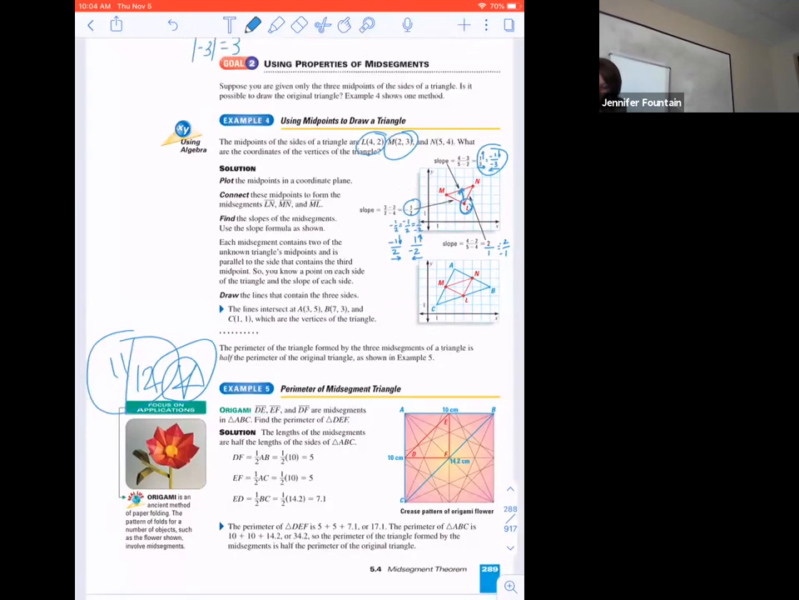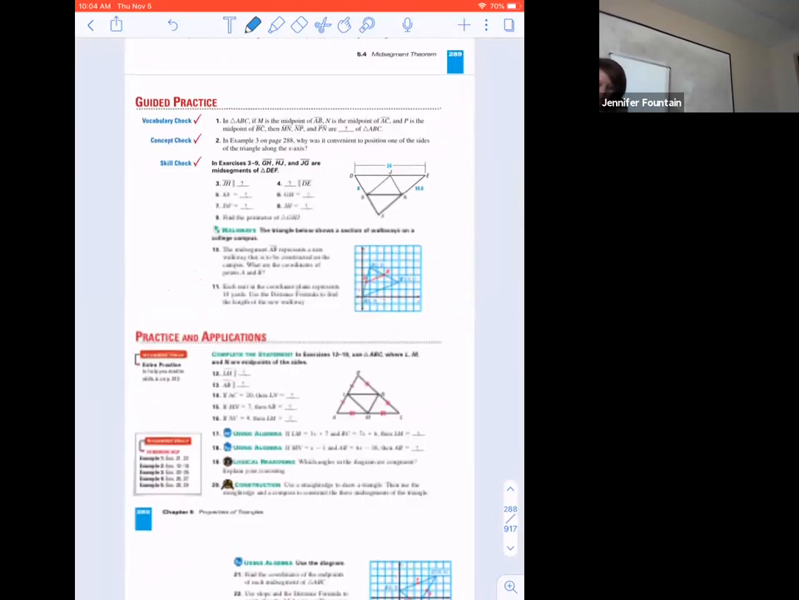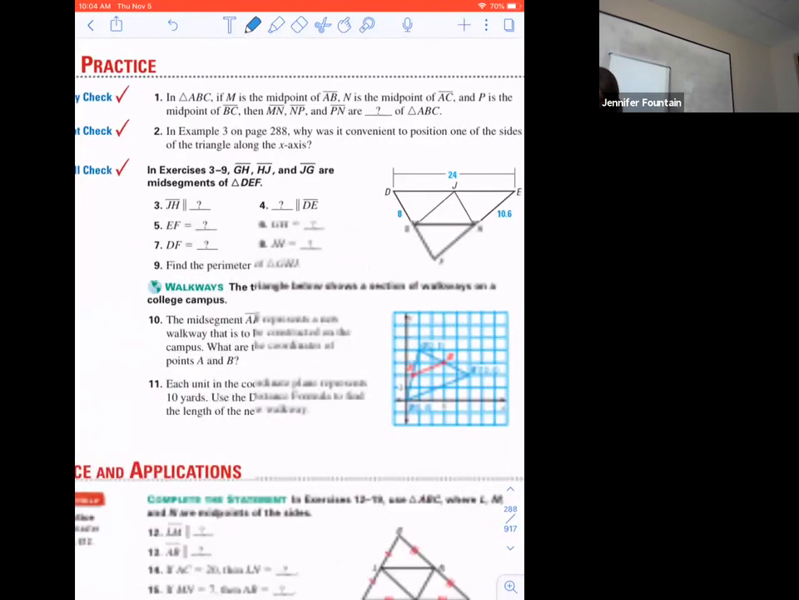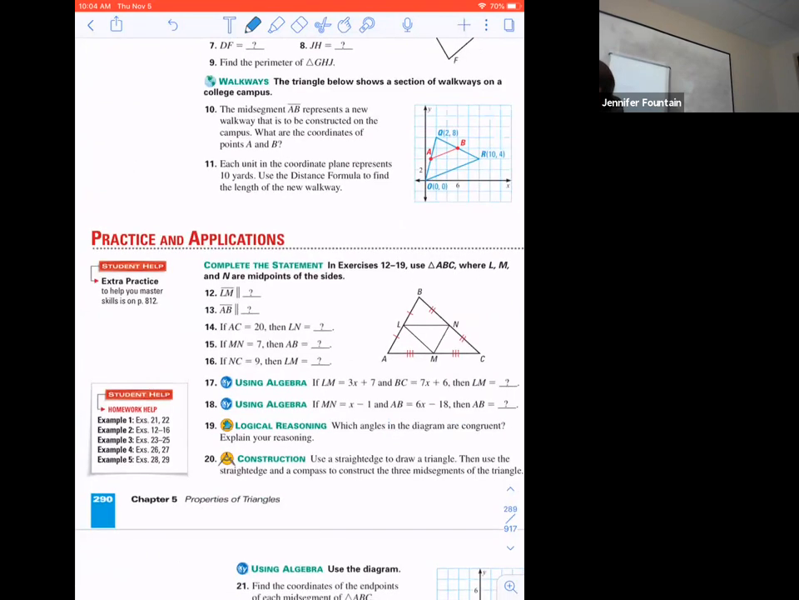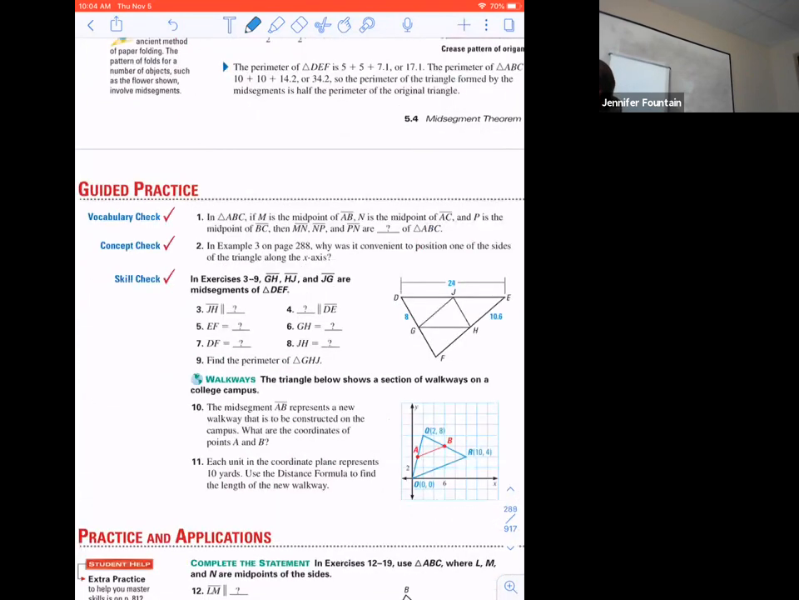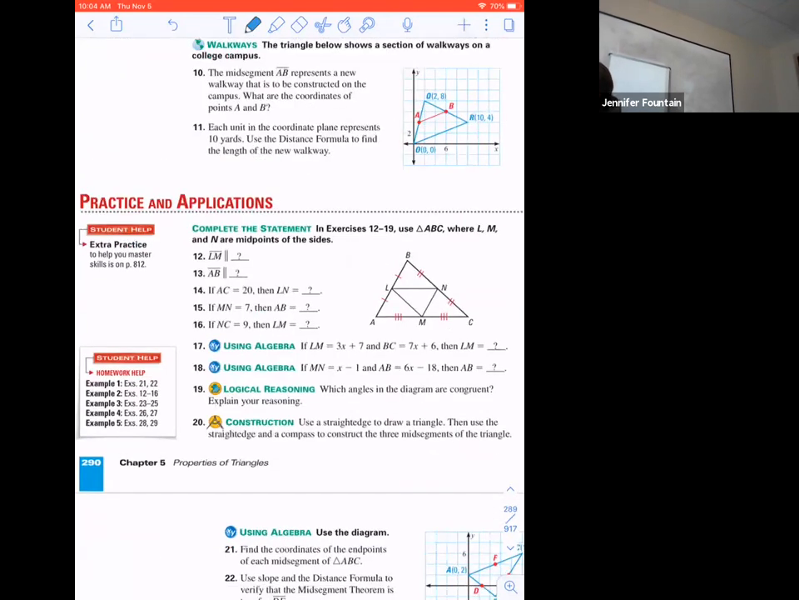Let's go ahead and look at our homework though for 5-4, so that means you're going to have a little extra time. Get your homework done. That's the page. Okay, so this will start, and actually we'll do a little bit of the practice. All right, let's look at page 290. We're on page 290.